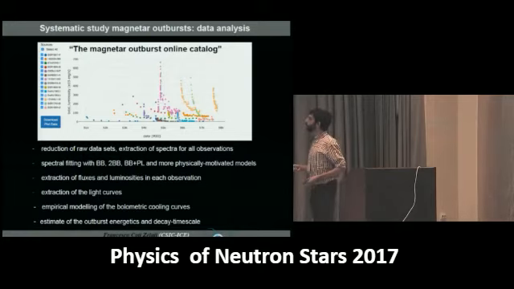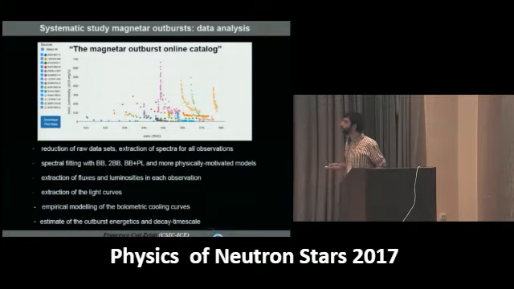Then we extracted all the light curves and we modeled them empirically, especially the bolometric cooling curves, to gauge the total energy released in these events and especially the decay time scale. Actually, all these cooling curves were modeled in a consistent way with one or more exponential functions. So the decay time scale refers to the e-folding time of these exponential functions.